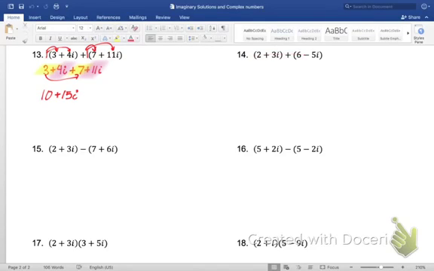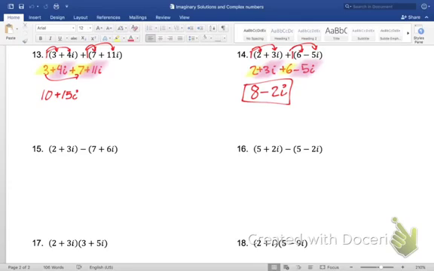In here, I'm going to go over 14. I get this out of the parentheses. 1 times 2 is 2. 1 times 3i is 3i. 1 times 6 is plus 6. 1 times negative 5 is negative 5i. Combine like terms, number and number. 6 plus 2 is 8. 3i minus 5i is negative 2i. This is my answer.